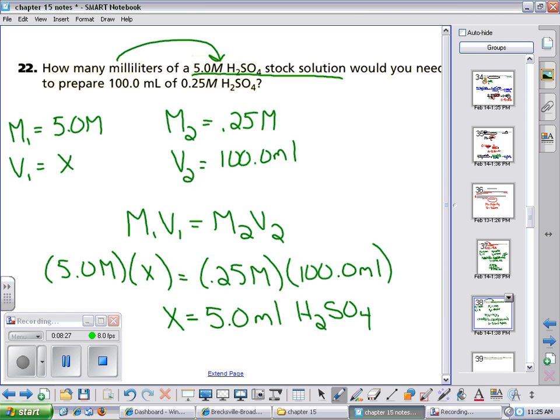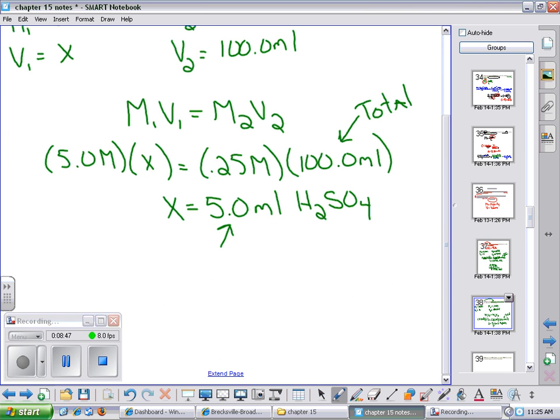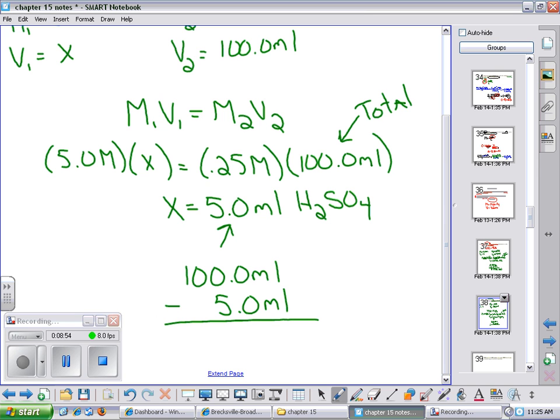H2SO4. So just like the last problem, if I asked you how much water you're going to need, well, the total solution you have is 100. And you just found out of the 100, you're only going to use 5 of the 100 is the sulfuric acid. So you take your total minus that, and you end up getting 95 milliliters is just water.